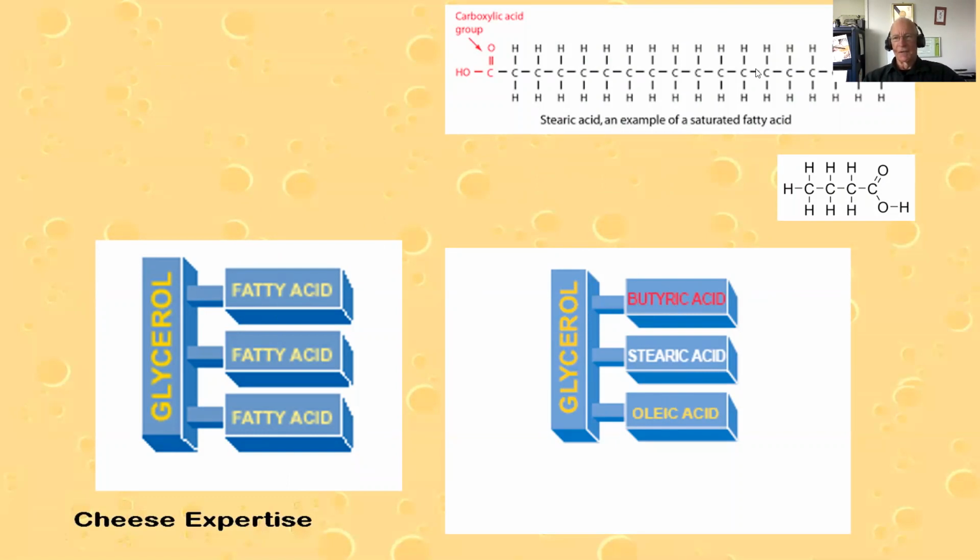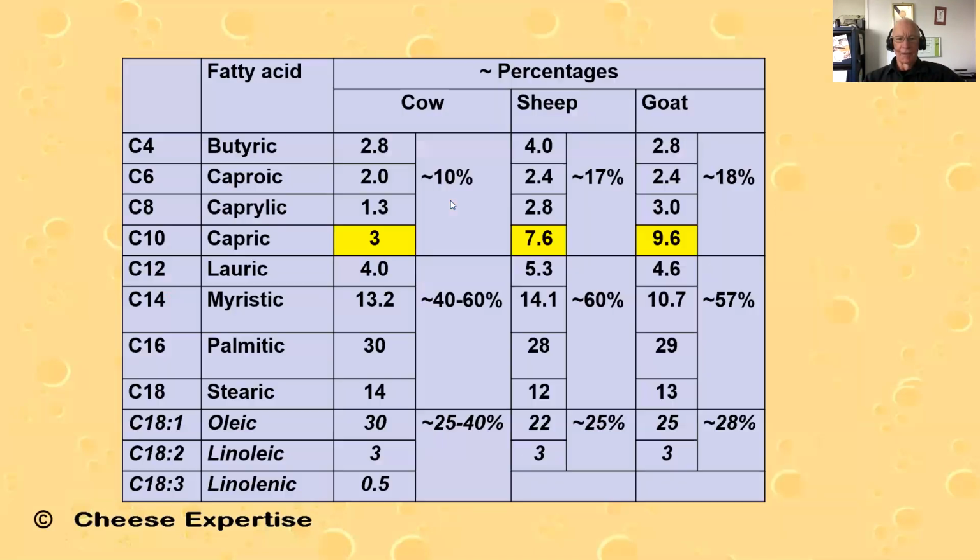If you look up the top, stearic acid is quite complex. There are 18 carbons in the chain. It's a long chain fatty acid. And butyric acid, the short one just underneath it, has only got 4 carbons. So there are a lot of different fatty acids. Oleic acid, once again, has got 18 in the chain. So let's have a brief look at some of the fatty acids and the differences between them.